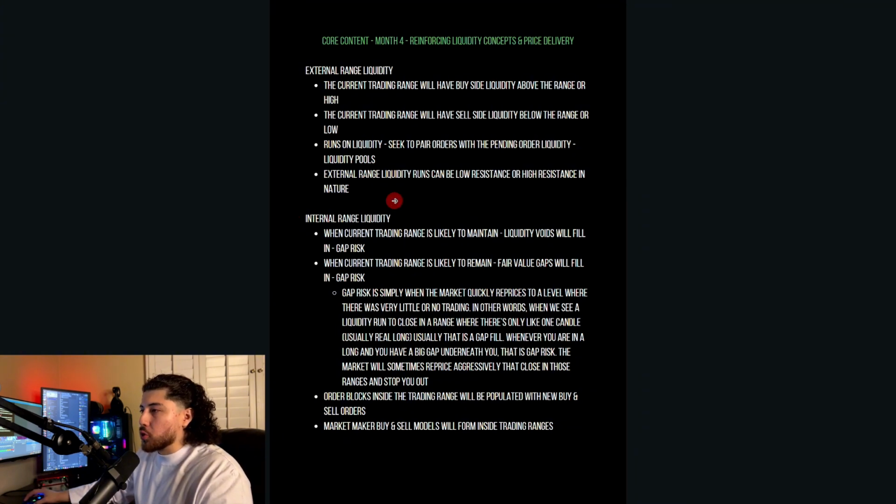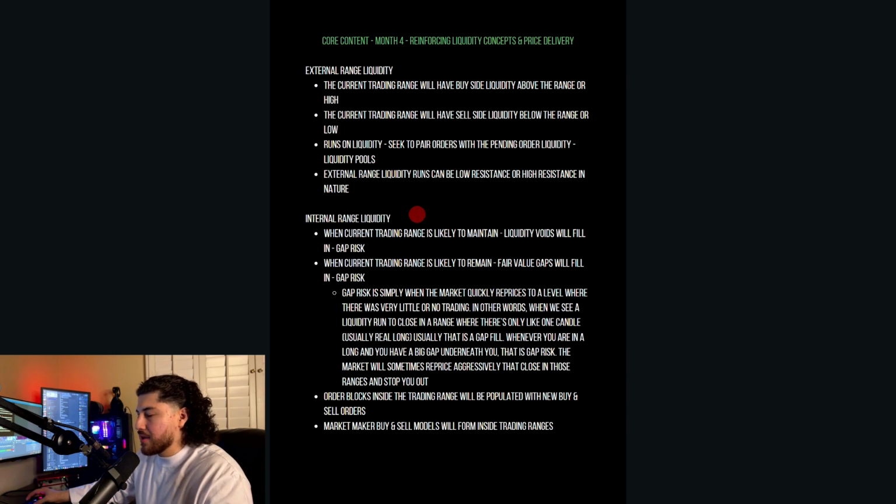Usually, if there is enough liquidity within the range to be taken, so the banks can fill their orders and push price higher or lower, the banks will maintain the range, use the liquidity within it, and then move price in the direction that they wanted. But if there's not enough liquidity within that internal range, it's going to seek the external range liquidity. Once again, there's not enough liquidity within the range, so they will seek more liquidity outside of it. And usually, internal range liquidity is going to be used or paired with liquidity voids or fair value gaps.